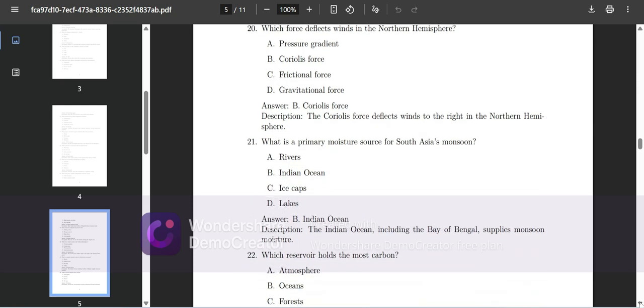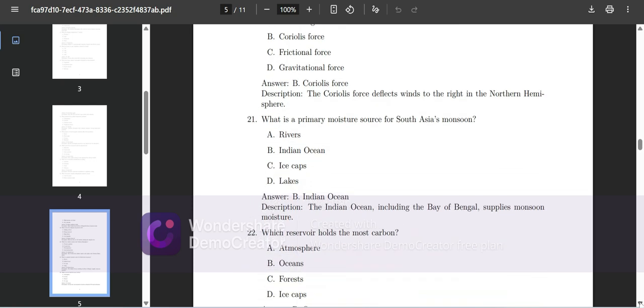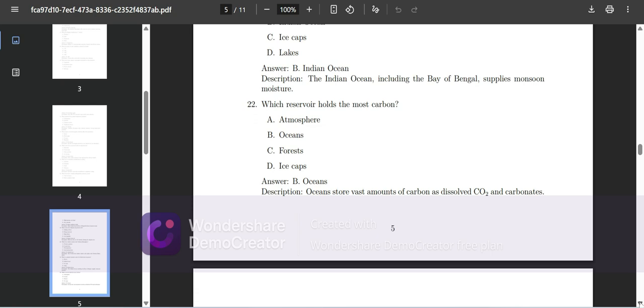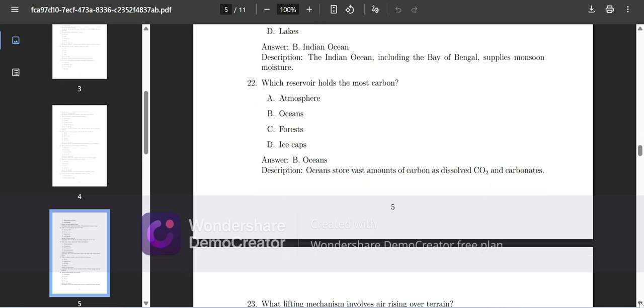Coriolis force. The Coriolis force deflects winds to the right in the Northern Hemisphere. What is the primary moisture source for the South Asian monsoon? Indian Ocean. The Indian Ocean, including the Bay of Bengal, supplies monsoon moisture.